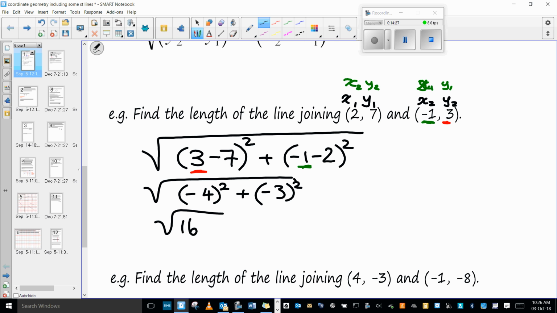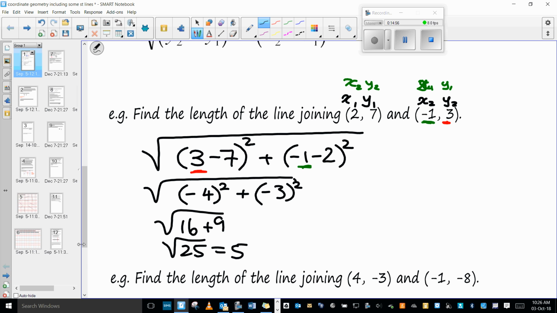Plus 9. Why does it do that? Because it follows BODMAS. So if you have -4 squared, your calculator will do the 4 squared first and then make that negative. Okay, so it follows the order of operations, that's why it does it. Which we all know is 25, okay?